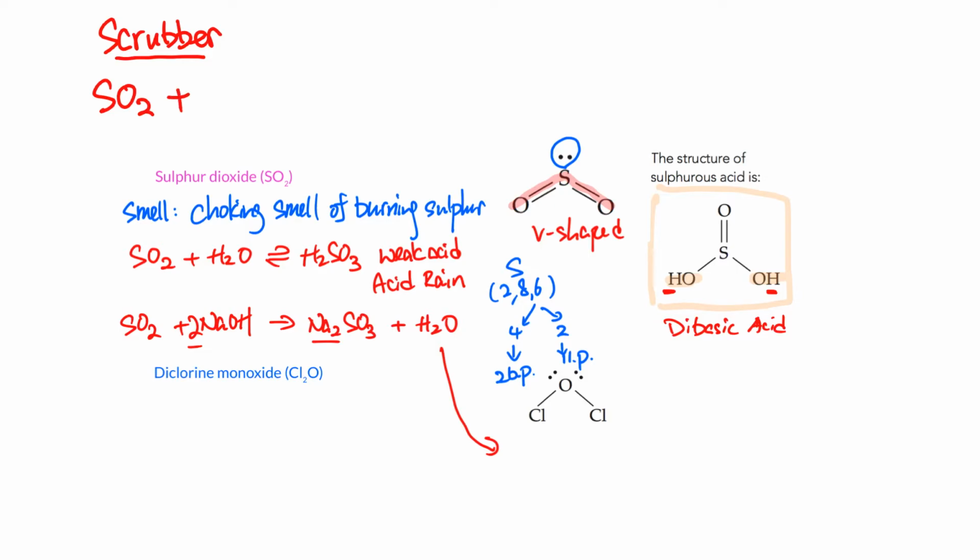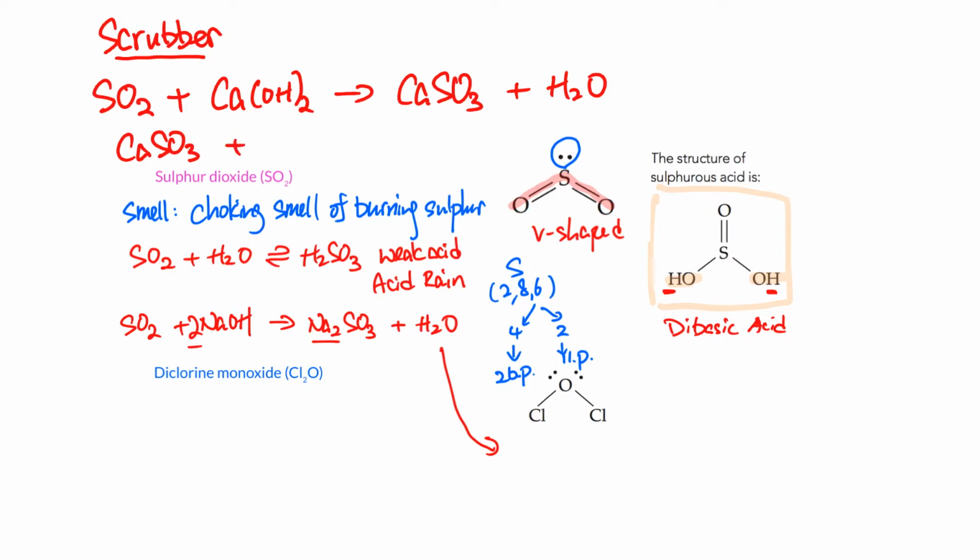We use something to wash it away. That one is also an alkaline. That one is lime water, if you still remember. So the product at that time, we have calcium sulfite and also water produced. This is something that I want to remind you. The second step for the scrubber will be the sulfite adding oxygen, and then it will become calcium sulfate. So this is how we remove the sulfur dioxide from the chimney, by using lime water.